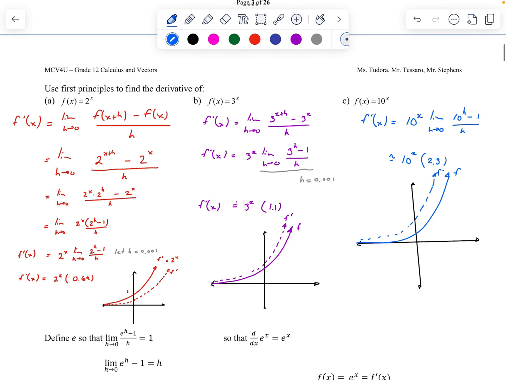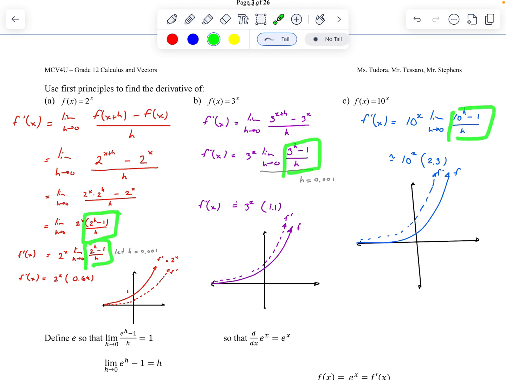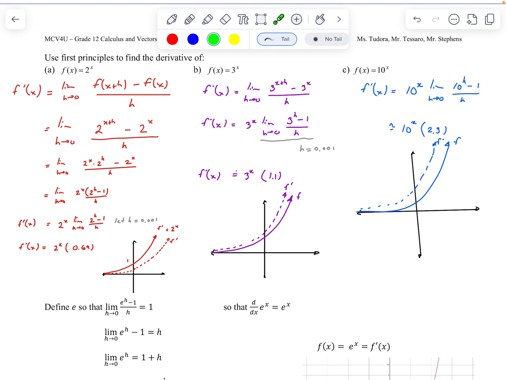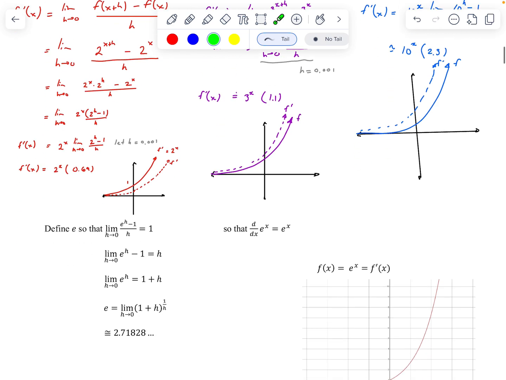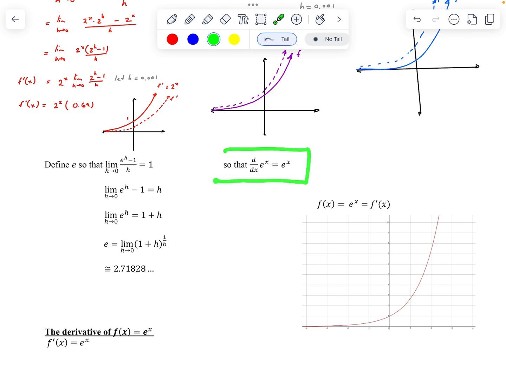So the question then is, what if this limit was 1? If that limit was 1, then you would have a function that was its own derivative. If this limit was 1, then the derivative of 2 to the x would be 2 to the x times 1, and it would be the same. So we define a number e. Find the button on your calculator, so that the derivative of e to the x is e to the x. We take this limit, and we say this number here is going to be 1. So the derivative of e to the x is e to the x.